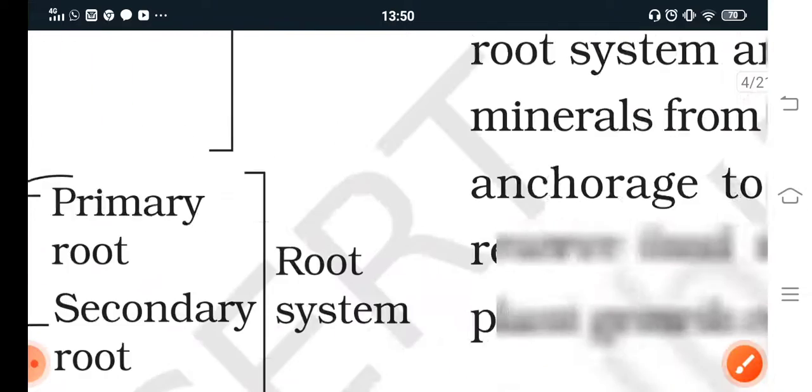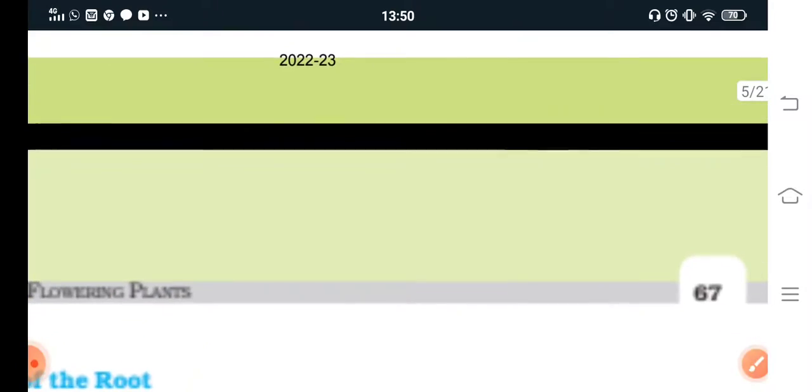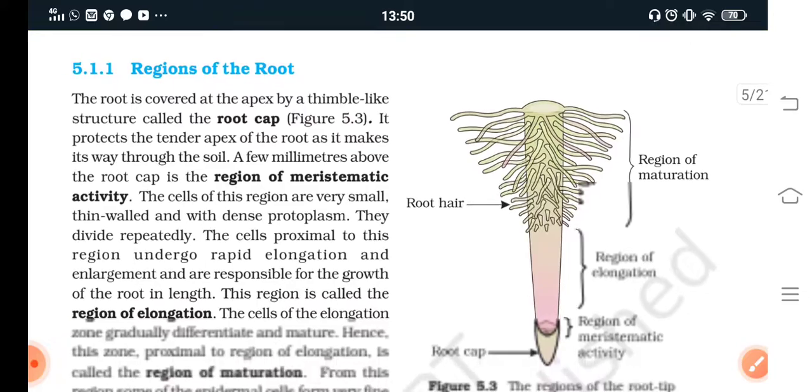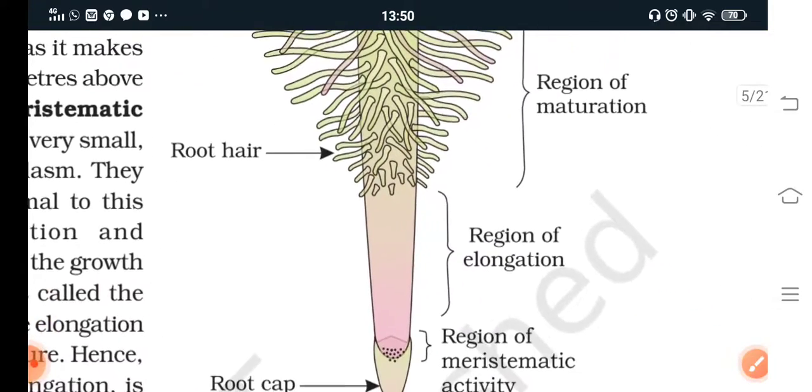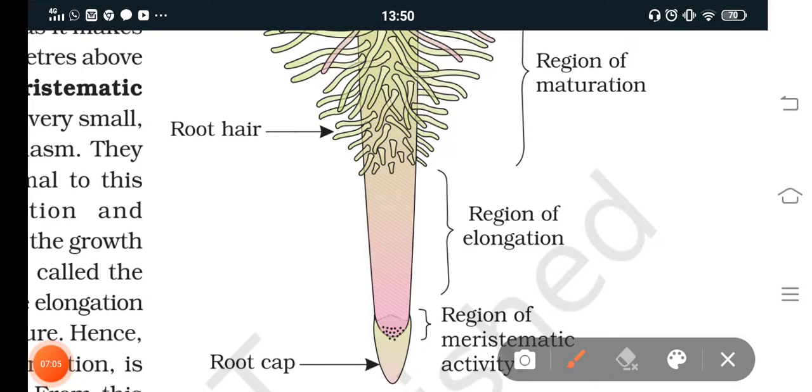Okay, now let's move ahead. Now we'll be seeing the regions of roots. I will be explaining using this diagram. Basically the apex of the root is covered by a root cap.